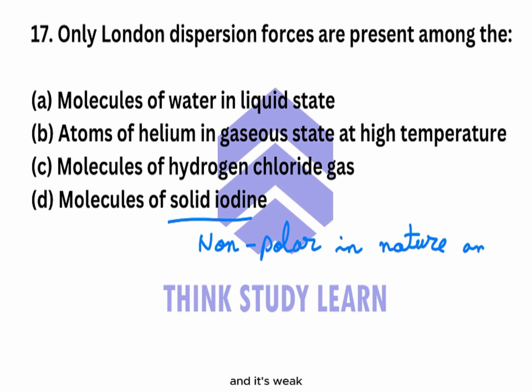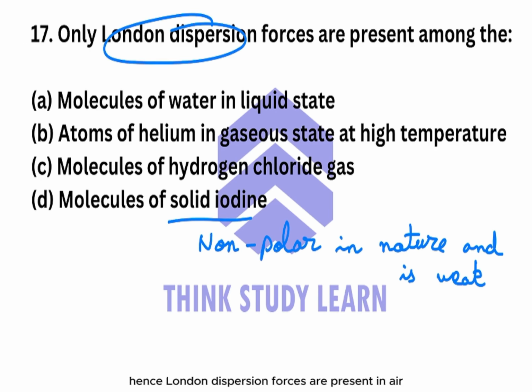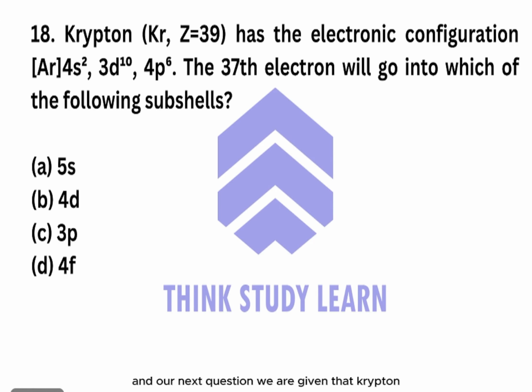And it's weak. Hence, London dispersion forces are present in it. In our next question, we are given that krypton, having atomic number Z is equal to 39, has electronic configuration 4s2, 3d10, 4p6. The 37th electron will go into which of the following subshells?